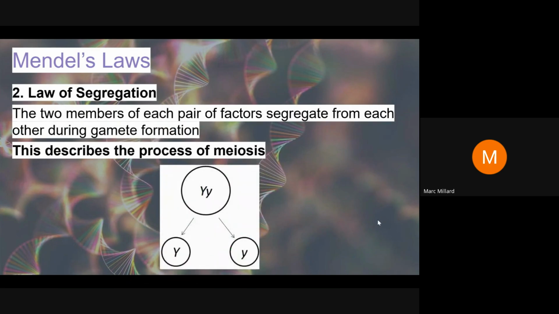The second is the law of segregation. This law states that the 2 members of each pair of factors segregate from each other during gamete formation. This basically describes what happens during the process of meiosis. So if a parent has these 2 different genes to give, these 2 different alleles, a capital Y and a lowercase y, which one you get is going to be random. And they're going to get separated, segregated.